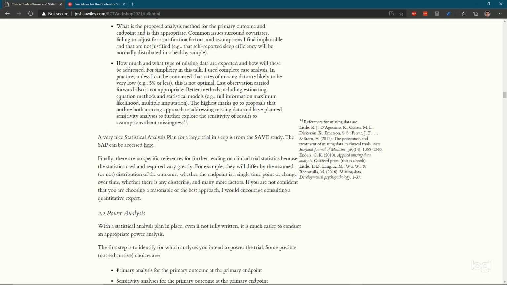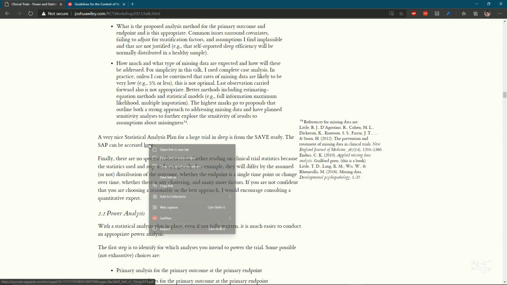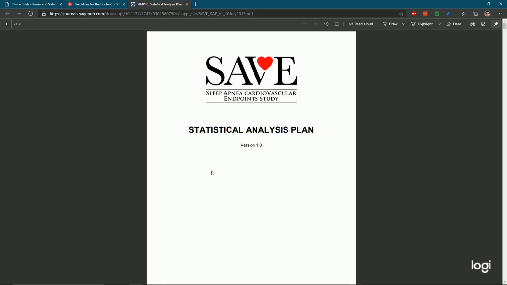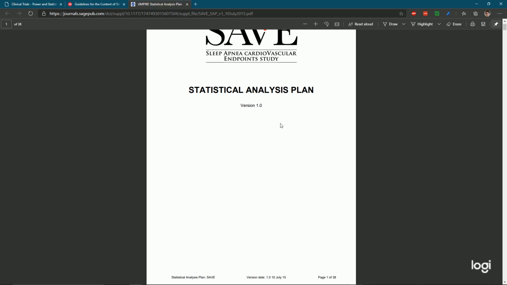The last thing I want to just pop over is, it's really nice, there's a statistical analysis plan for a large trial in sleep from the SAVE study, and that statistical analysis plan is actually viewable online. So I'm just going to open that up now. This actually won an award, I think, for one of the best statistical analysis plans in trials. I don't remember who gave the award, but in any case, the SAVE study was a large study on sleep apnea for cardiovascular endpoints. And this is just an example of the analysis plan.